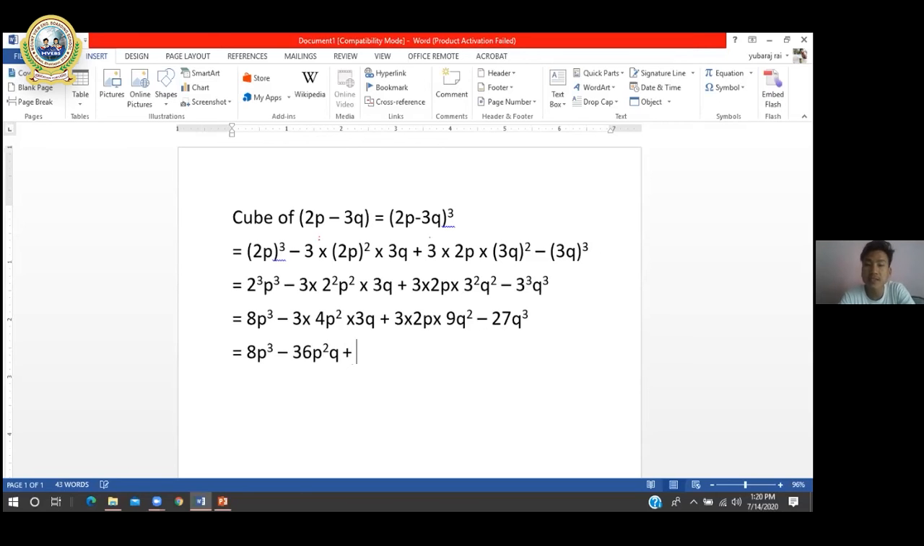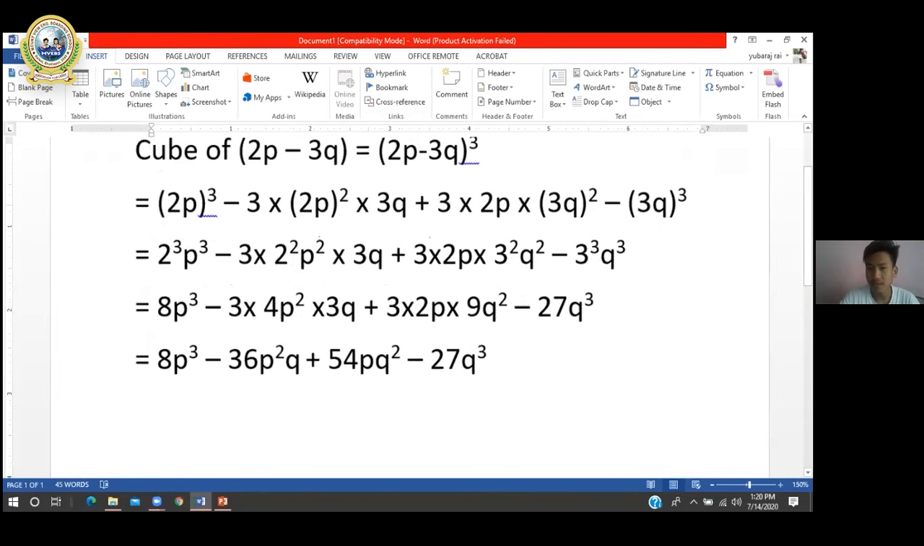Plus here again, 3 nines are 27, 27 twos are 54, so 54pq square, minus 27q cube, and this would be our answer. Is there a problem for anyone? If there is, please speak up. Is there any confusion, anyone? No? Okay, then I'll give you some time to copy this.